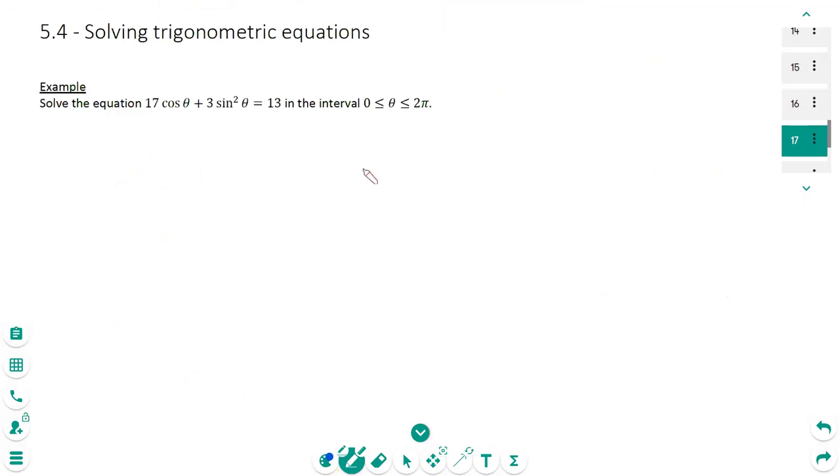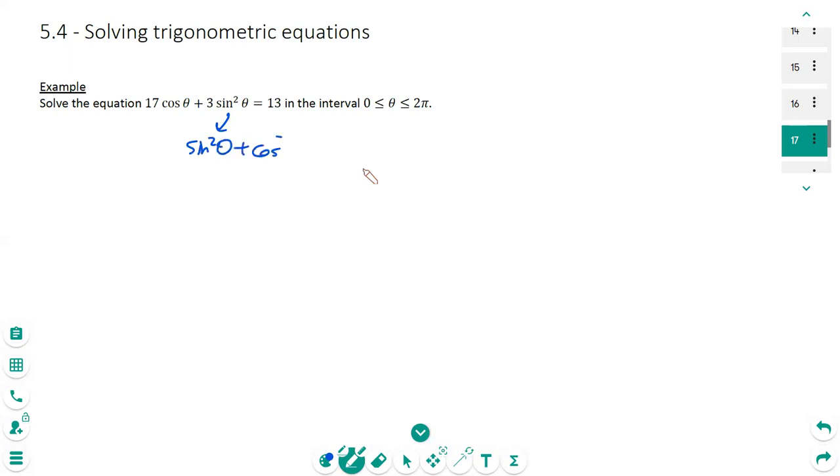Okay. Example. Again, if you think you know how to do it, you can pause the video and have a go at the question. Otherwise, I'll be going through it. Example: solve the equation 17 cos theta plus 3 sin squared theta equals 13 in the given interval. Hopefully you realize we cannot solve this right now without using identities, because sine squared and cos theta need to be made into one, either both sine or both cos, in order to solve it.